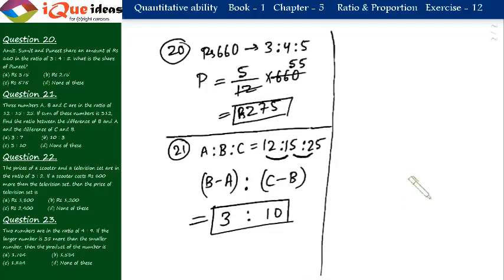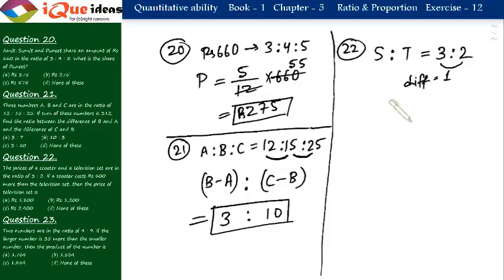Okay, now question number 22. It says the prices of a scooter and a television are in the ratio 3 is to 2. If the scooter costs rupees 600 more than the television, now let's see. Scooter is to television are in the ratio 3 is to 2. So if the scooter cost is 3 rupees, television cost should be 2 rupees. So the difference should be 1 rupee.